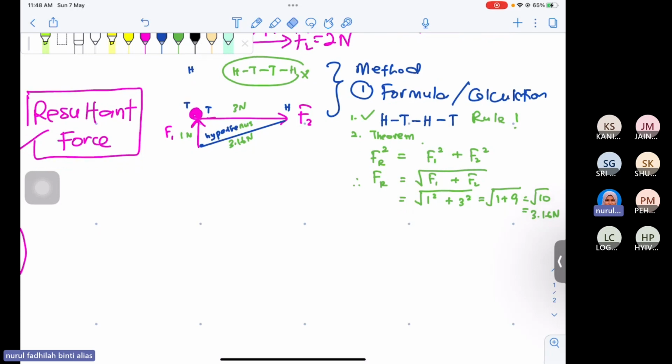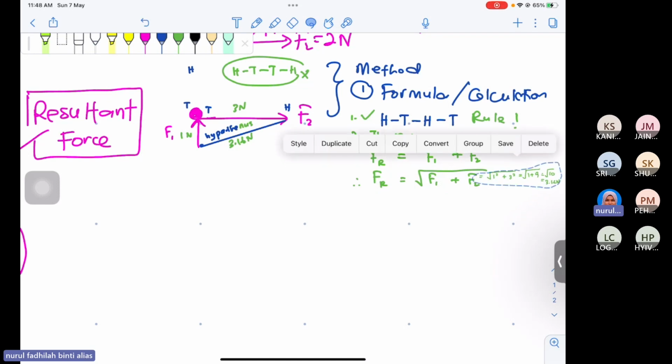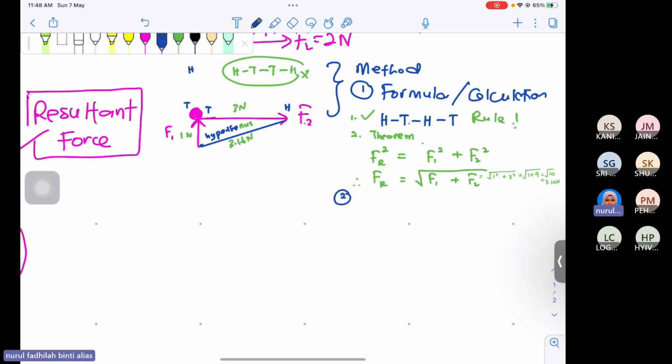So all of this I want to make smaller, because these are just examples. So these are all just examples. Alright, then number 2, method number 2 is using the triangle method. Okay, triangle method. So for the triangle method, you have to draw to scale.